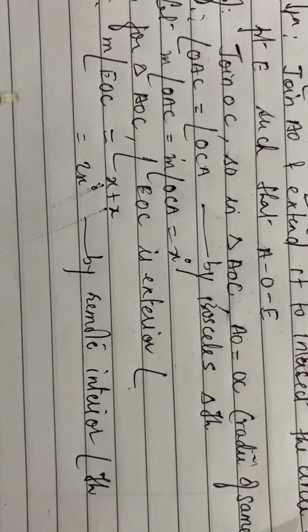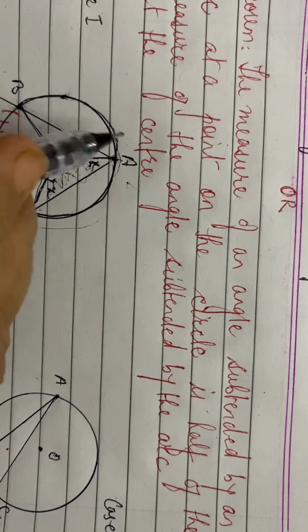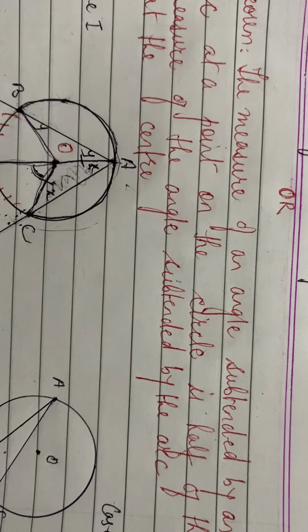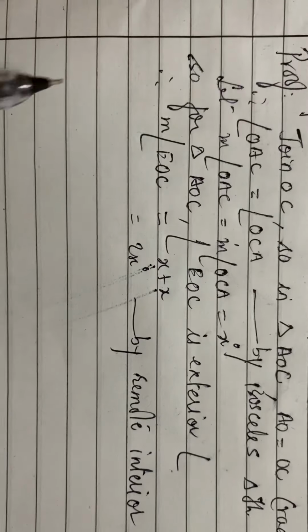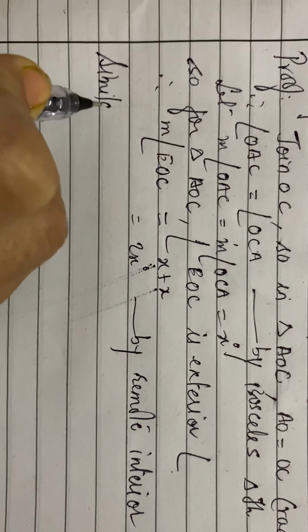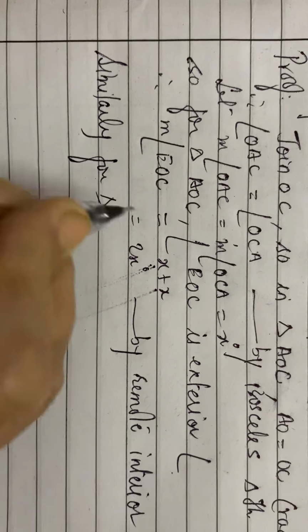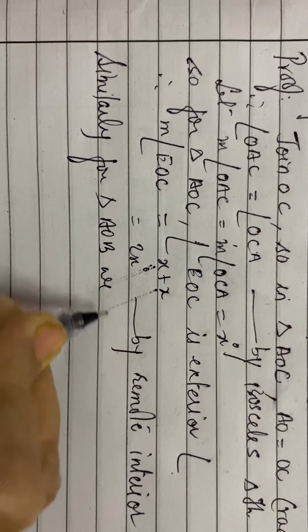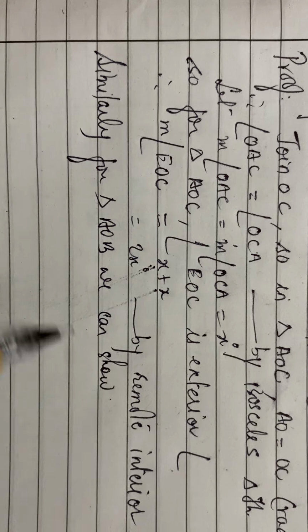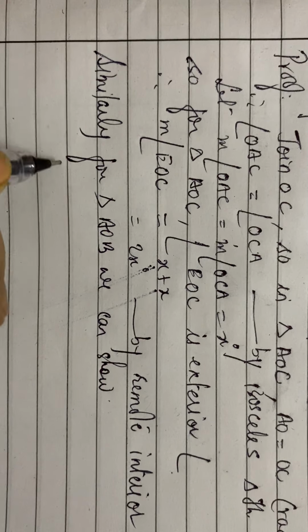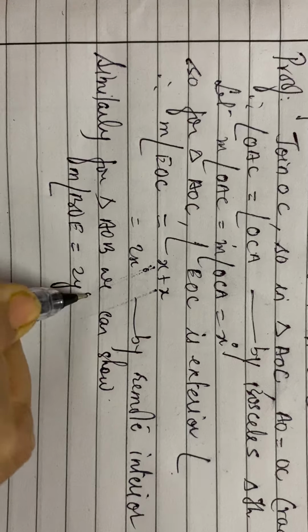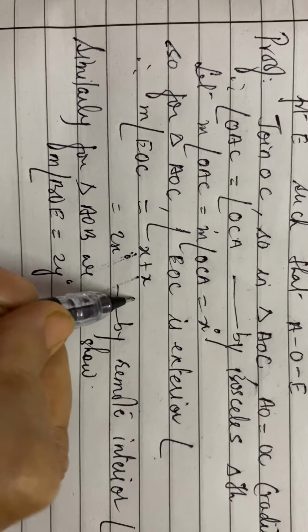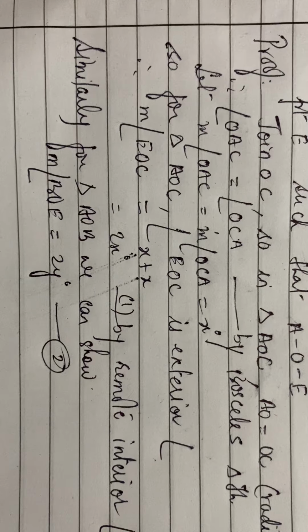Now, similarly, if I take this triangle AOB, again this becomes an isosceles triangle. So the measure of the base angle, we will take as y. So similarly, we will write now. Similarly, for triangle AOB, we can show that the measure of angle BOE is equal to 2y degrees. Same reason. Now this is your equation 1 and this is your equation 2.